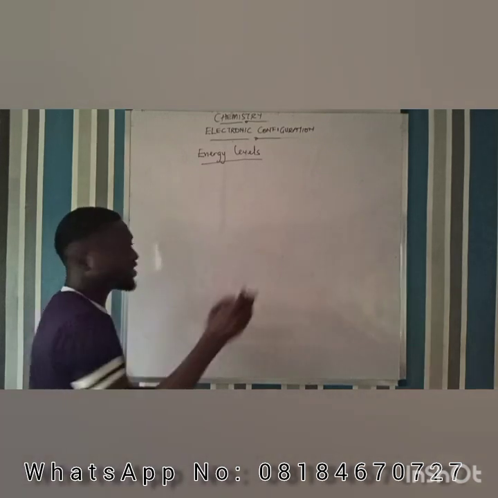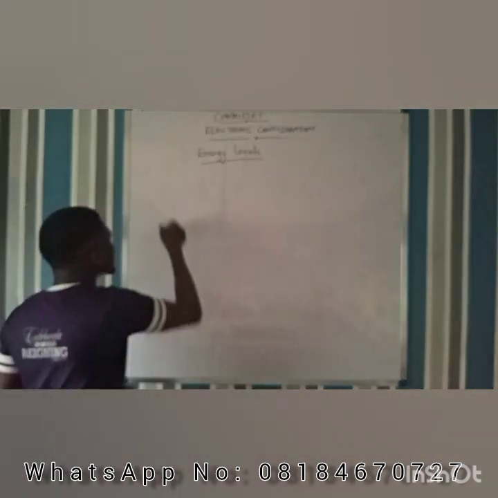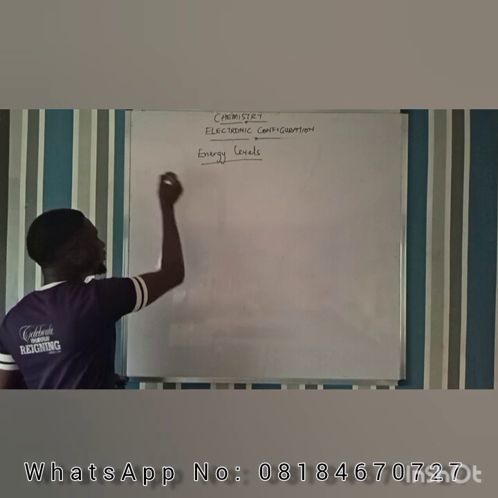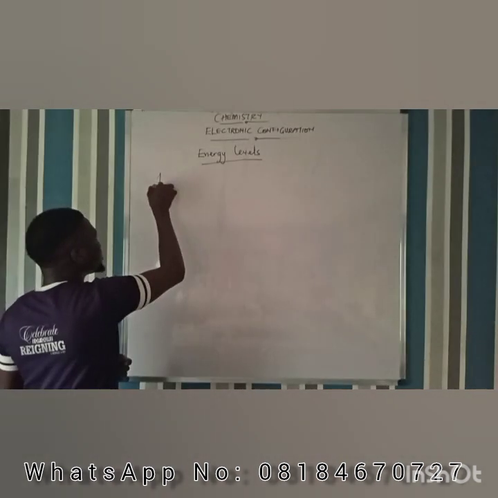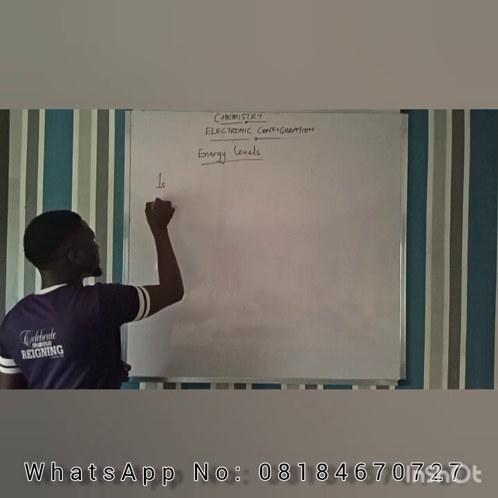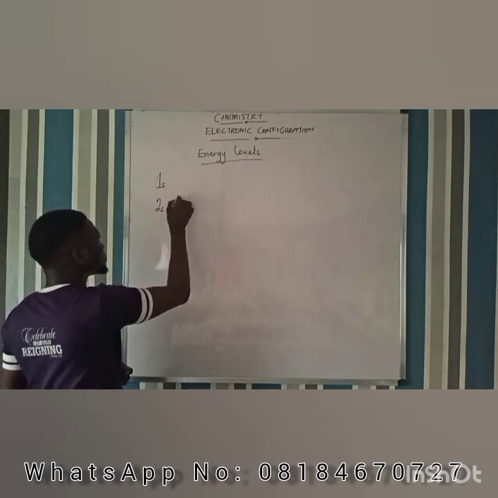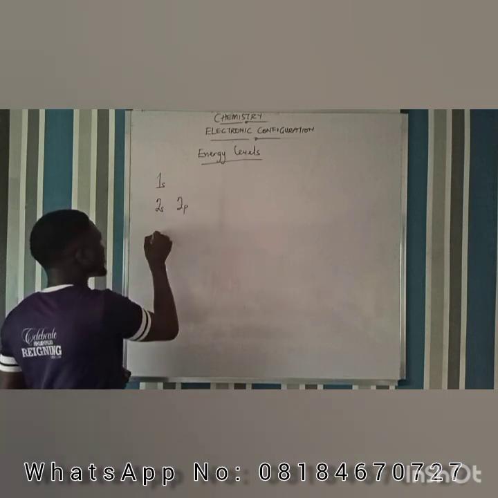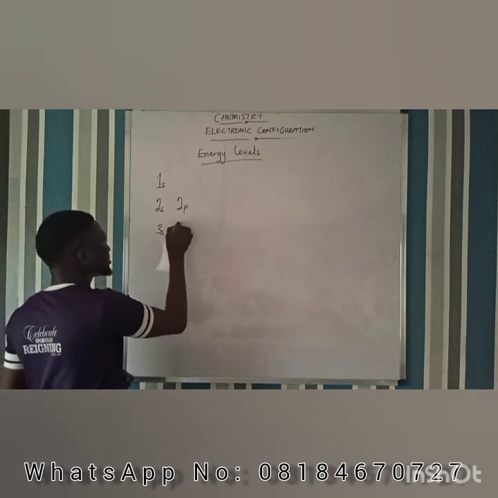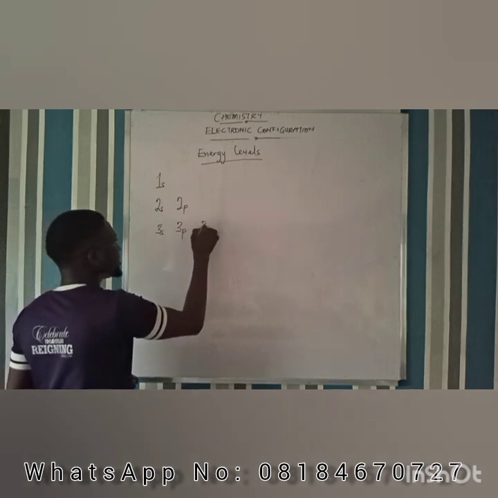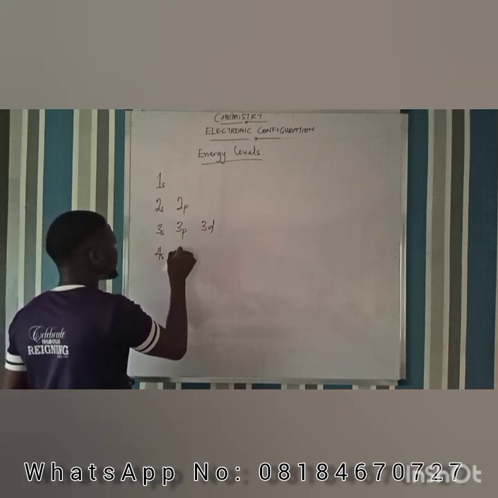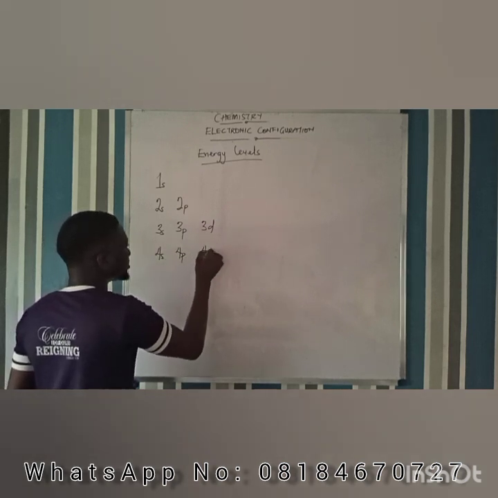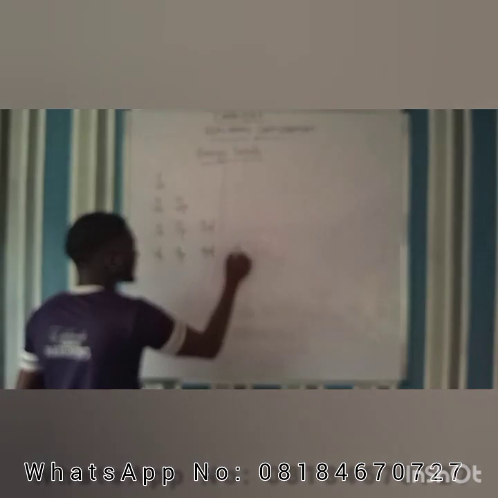We have different energy levels. Let's start with the first one. It is in the form of a sequence. Let's look at it. It starts this way, then followed by 2s, 2p. We have 3s, 3p, 3d. We have 4s, 4p, 4d, 4f.